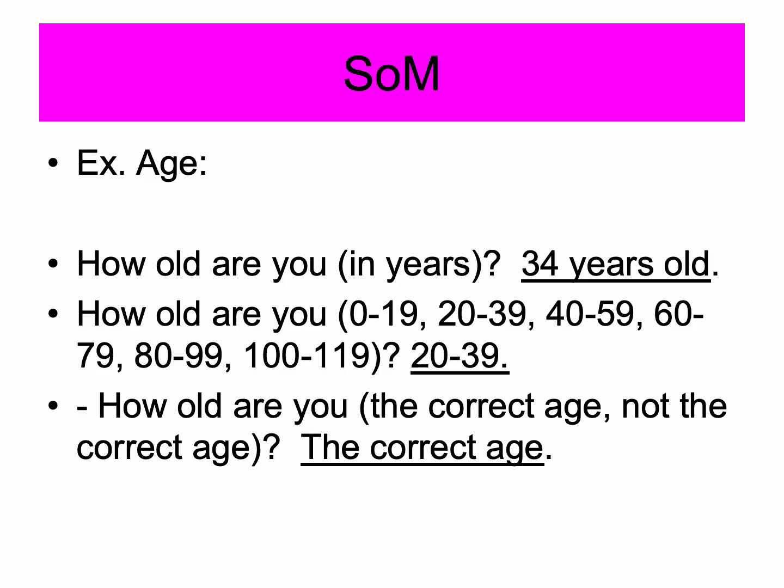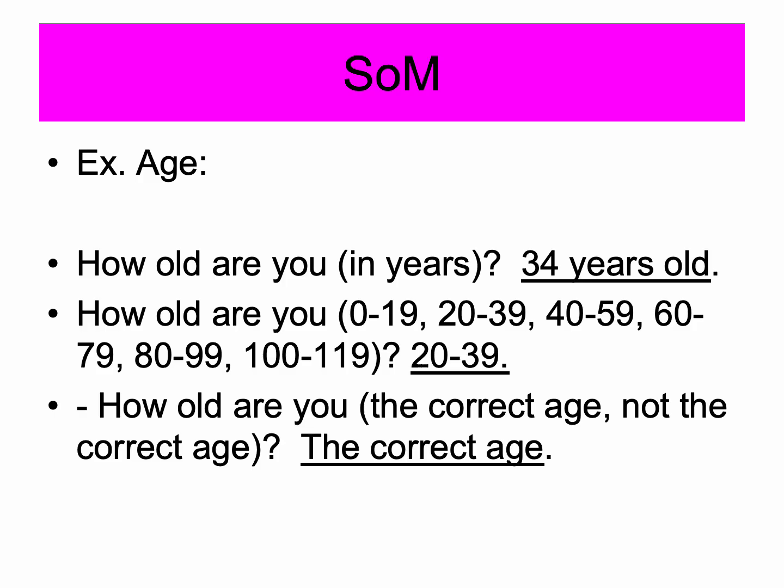So if we're asking how old you are in years, that's going to elicit a very different response than how old are you based on one of these categories. So how old are you in years? Looking at this question, the way it's asked, the data that we're going to get is essentially ratio data, right? Because 0 means 0 years old. Someone who's 20 is twice as old as someone who's 10, right?